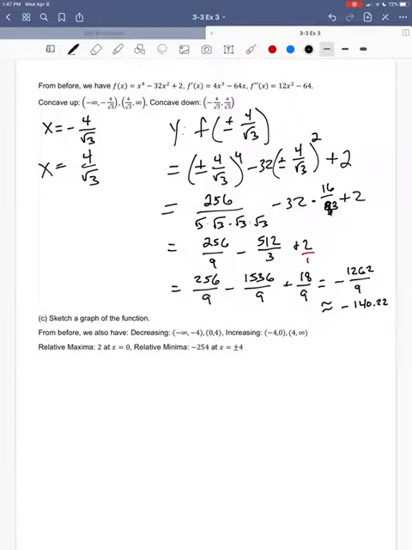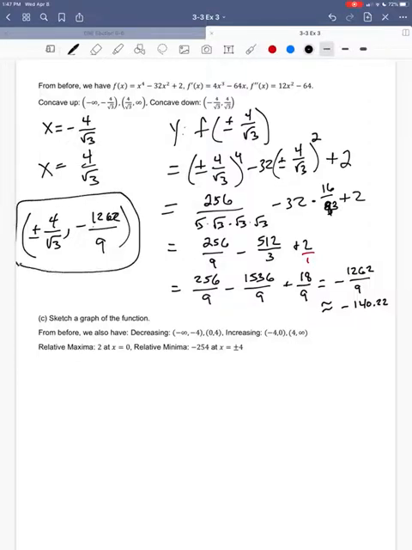140.22. But if I look for the points of inflection, then my x-coordinate, I would have 2 points of inflection. The x-coordinate would either be plus or minus 4 square root of 3, and the y-coordinate would be this negative 1262 over 9. So those are my points of inflection.